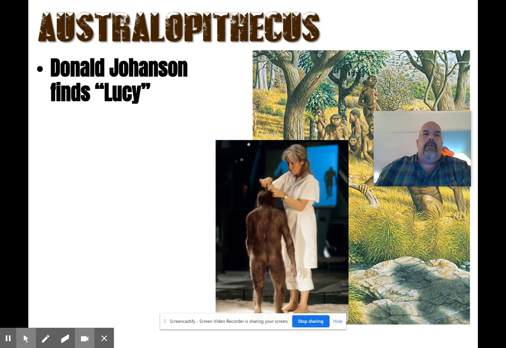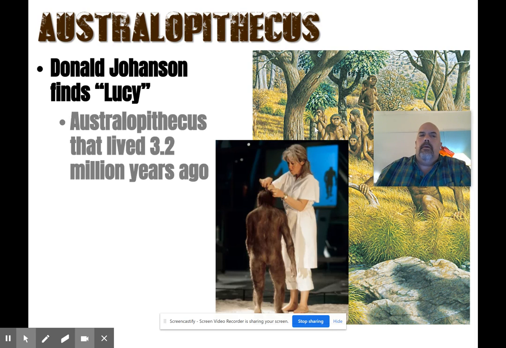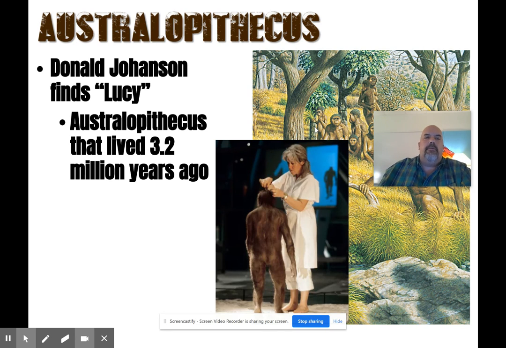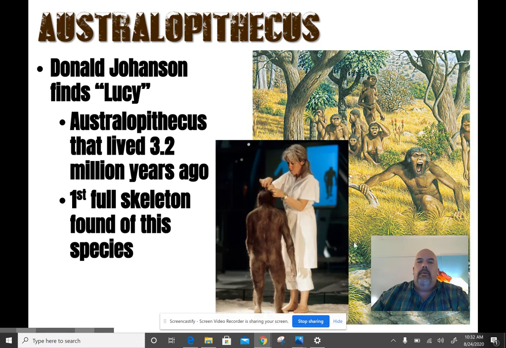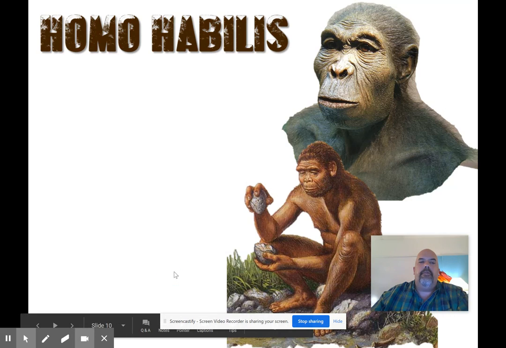Donald Johanson finds Lucy, and that's another. There are actually two Lucys. One of them is found by Donald Johanson, the other by Mary Leakey. They classify them as two different kinds. They lived 3.25 million years ago. Lucy was the first full skeleton found of this species. You can see how short she is right there. That's the first full skeleton found.